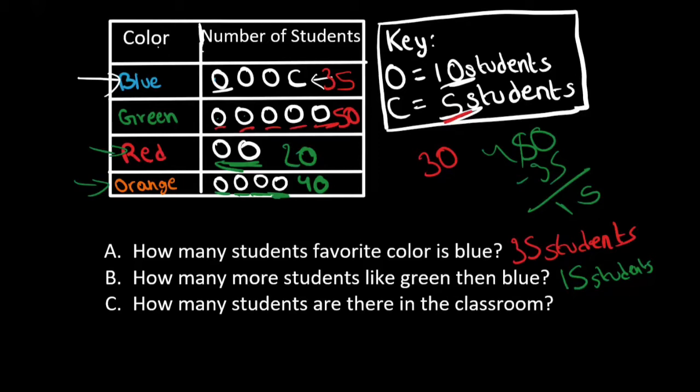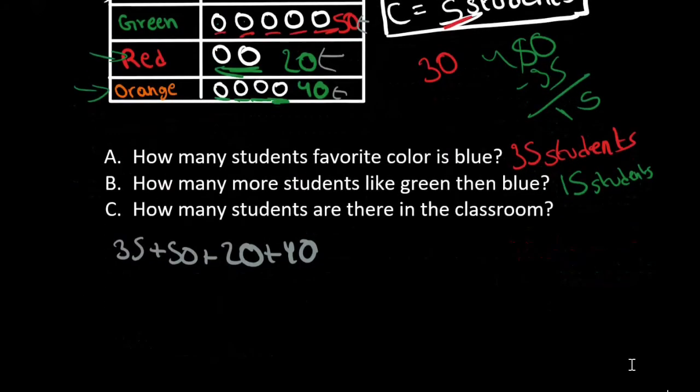By the way, I wanted to let you know that the pictures don't have to be circles or watermelons or strawberries or mangoes. They can be any pictures that represent it. Now what we're going to do is add all these numbers: 35, 50, 20, and 40. This will let us know how many students there are in the classroom. So 35 plus 50 plus 20 plus 40. We have to add all these. I'm just going to scroll up. Okay, let's add it.